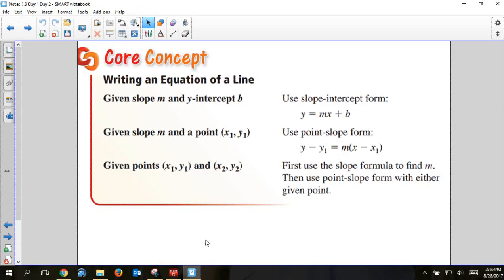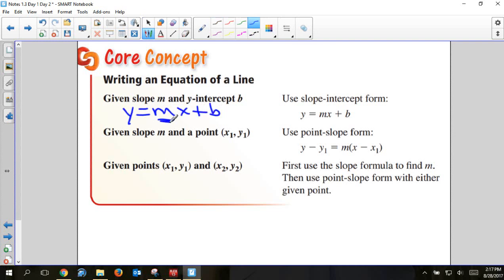All right, so this should be a review from past courses. Writing the equation of the line, we have the equation of the line that we were graphing the past few days that will be on your quiz. Remember y equals mx plus b, and then the m is what? The slope, and then the b is the y-intercept, and it says it right there. So that we've been graphing with.